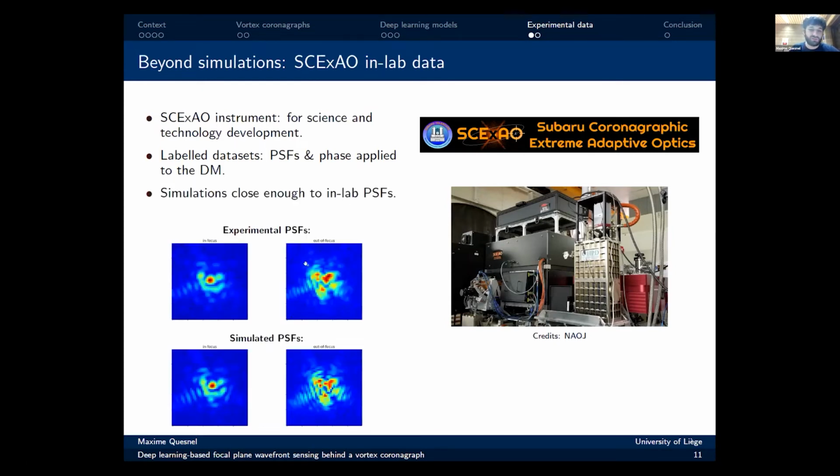First, it was important to check that our simulations are close enough to the experimental data, which is quite the case, even though, as Sebastian talked about, there can be some limitations, especially for the out-of-focus PSFs. But what I want to focus on a little is whether we can benefit from our simulations to improve the performance of our model.